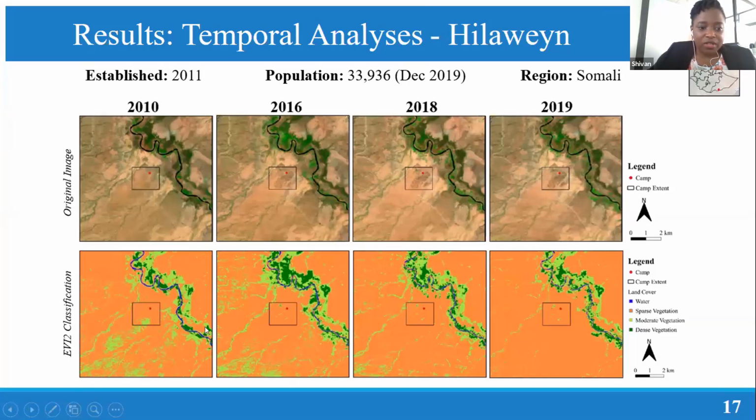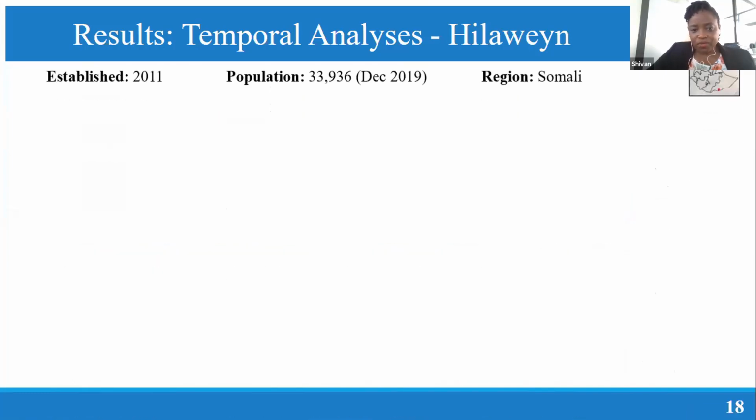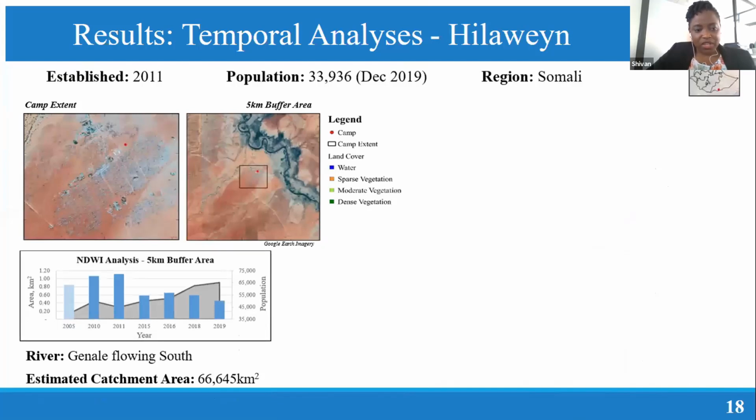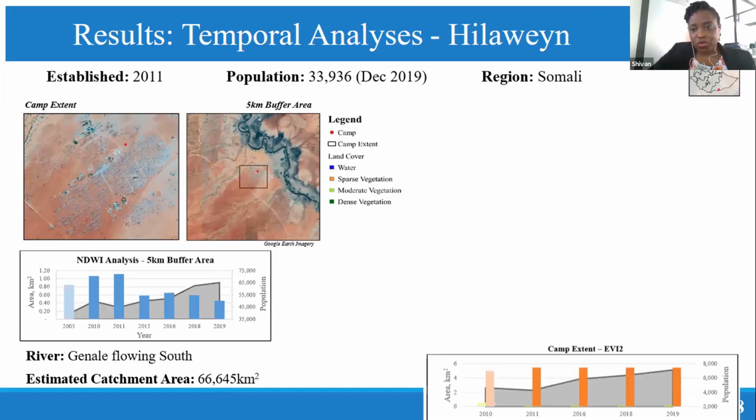But when it comes to the EVI2 classification, there's hardly anything that can be seen because there's predominantly sparse vegetation in this area. And so it was not possible to tell any impact of the refugee camp based on this visual analysis and on this EVI2 classification. When we take a closer look at the camp, there's a river also crossing this area. That's the Genale River that flows south, which also presented declining water trends from 2011. And it has an estimated catchment area of 66,645 square kilometers.